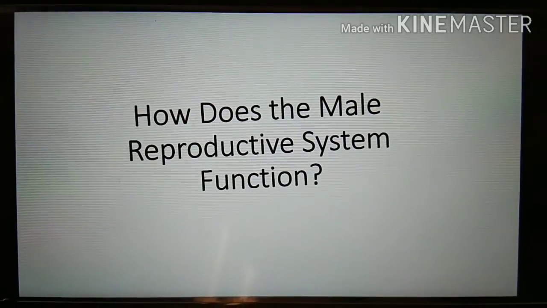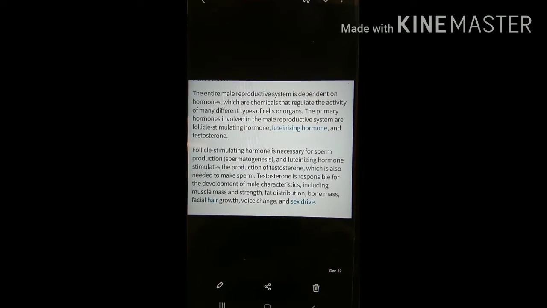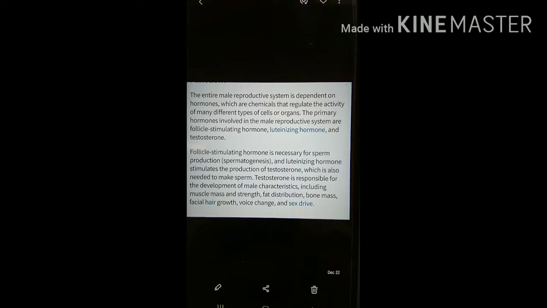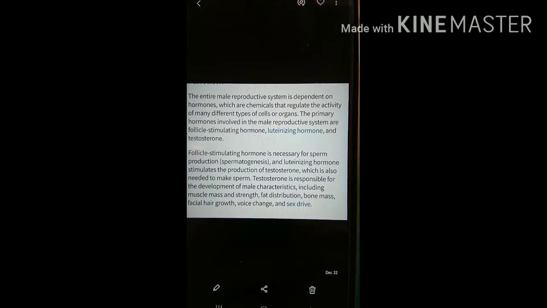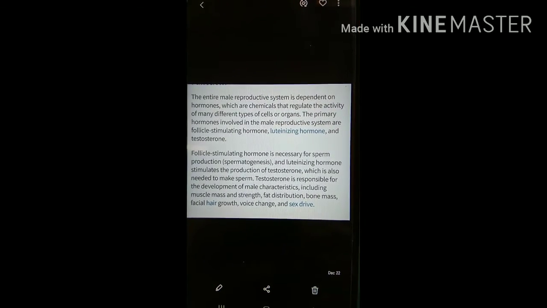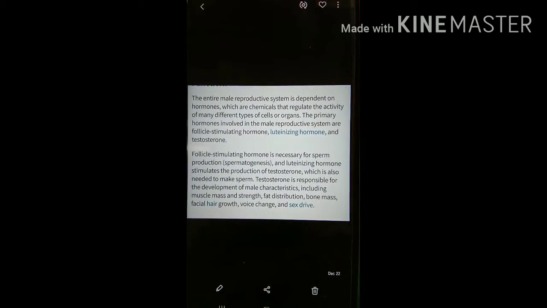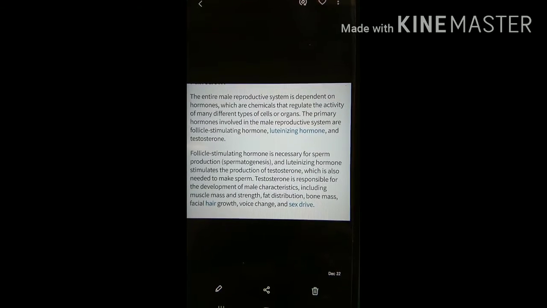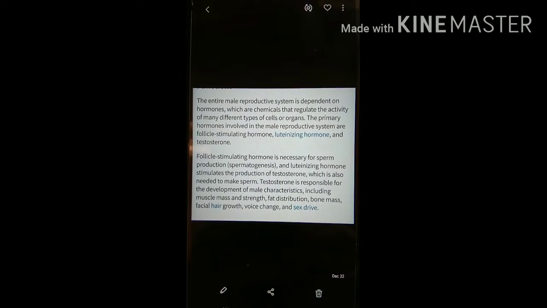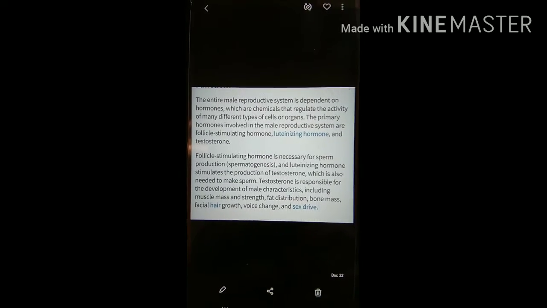How does the male reproductive system function? The entire male reproductive system is dependent on hormones, which are chemicals that regulate the activity of many different types of cells or organs. The primary hormones involved in the male reproductive system are follicle-stimulating hormone, luteinizing hormone, and testosterone. Follicle-stimulating hormone is necessary for sperm production, spermatogenesis, and luteinizing hormone stimulates the production of testosterone, which is also needed to make sperm.